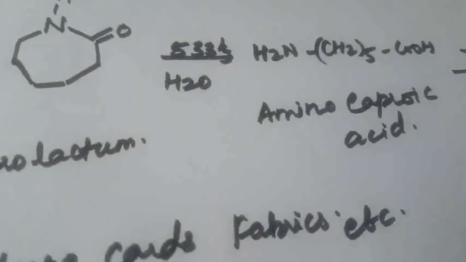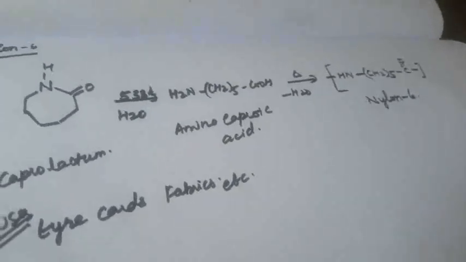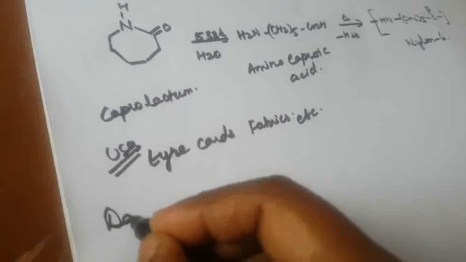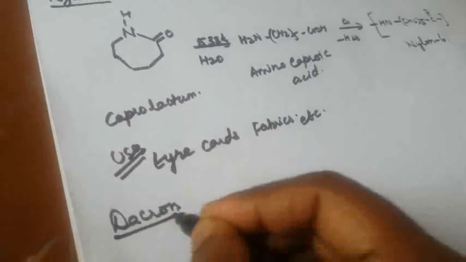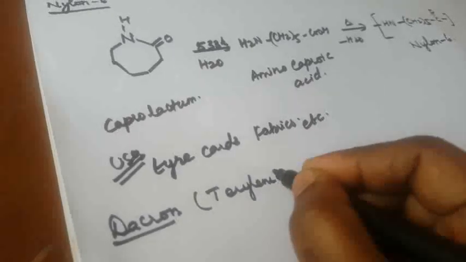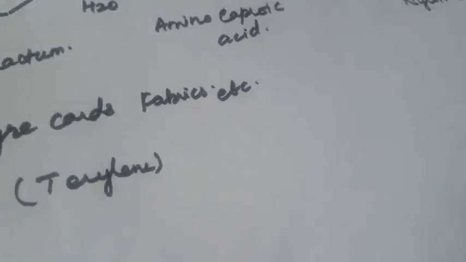Next one is, what is the preparation of Terylene? This is another polymer apart from nylon 66. Terylene is otherwise called Dacron. Terylene is made from ethylene glycol and terephthalic acid. In the presence of zinc acetate, antimony trioxide acts as a catalyst. How will it be formed?